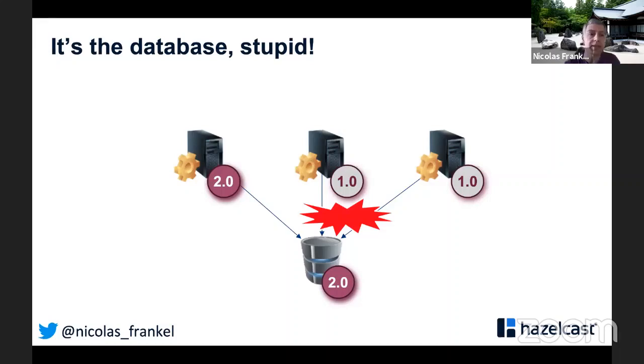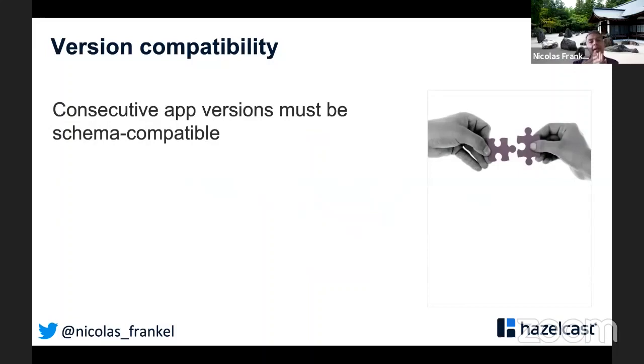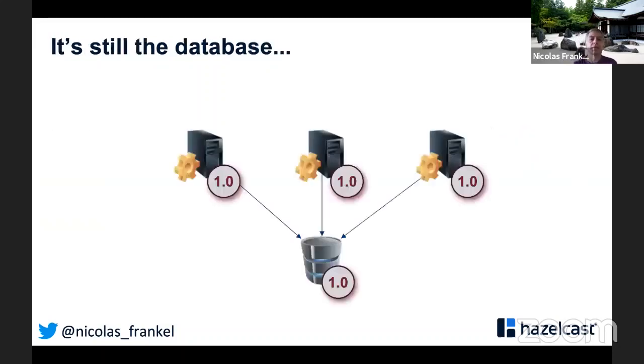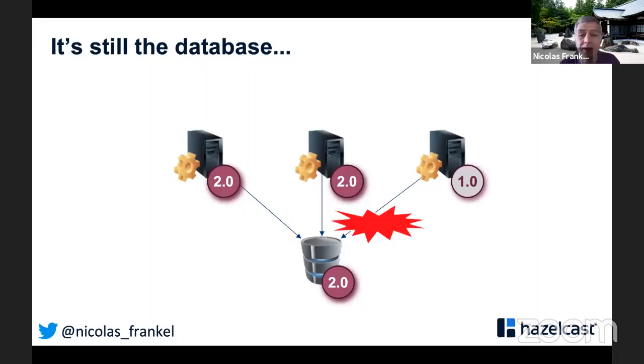Okay, then we can say, we must make consecutive app versions schema compatible. And then we have this kind of stuff. So now we will be upgrading. And so 2.0 can still work with the 1.0 database. And so we can handle that gracefully. But of course, since we are all good engineers here, we know that we never roll back. And now, if by random chance we need to roll back, we have the same issue as before. We cannot roll back anymore.